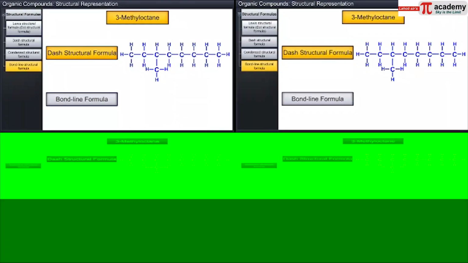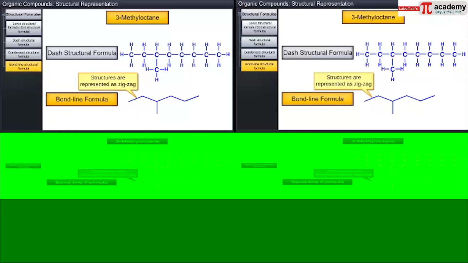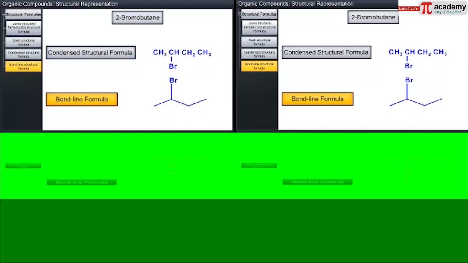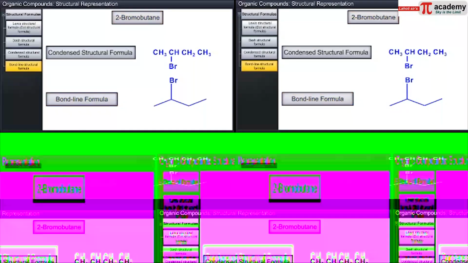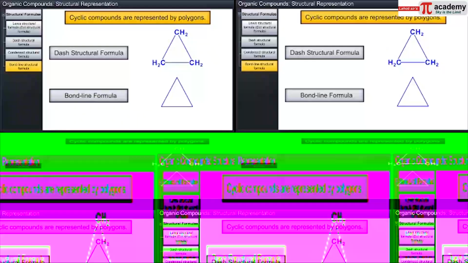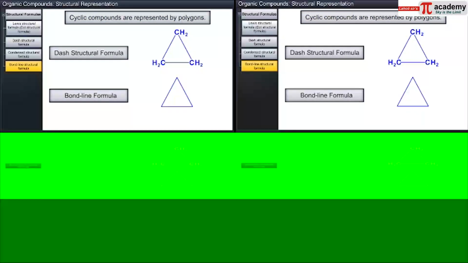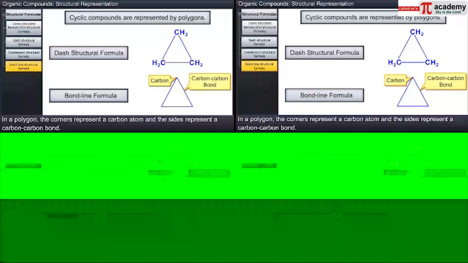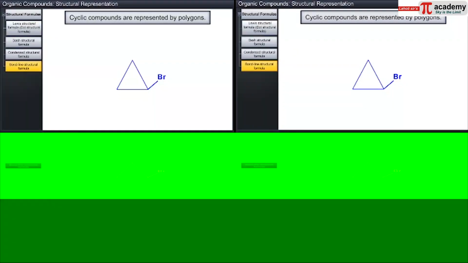Let's consider the dash structural formula of 3-methyl octane. Now, let us represent the bond line structural formula for this as shown here. Here is the condensed structural formula and the bond line structure formula for 2-bromobutane. Cyclic compounds are represented by polygons. In a polygon, the corners represent a carbon atom and the sides represent a carbon-carbon bond. Symbols of atoms other than carbon and hydrogen are shown on the structure.